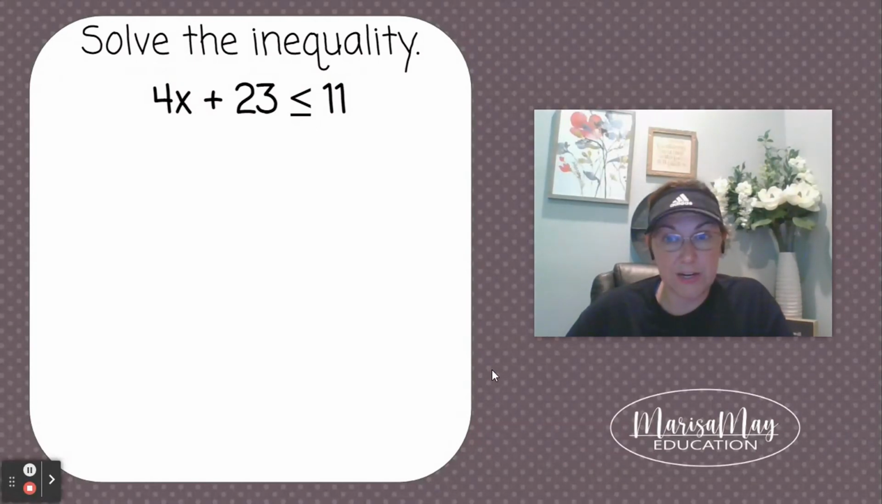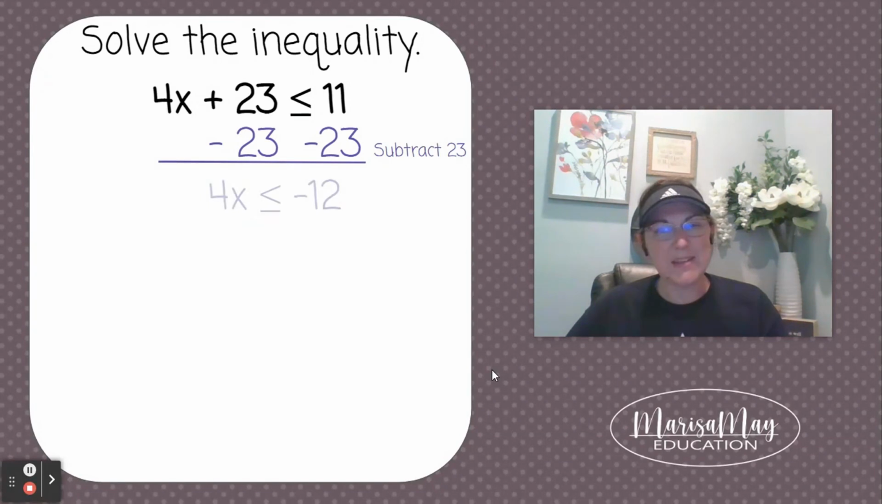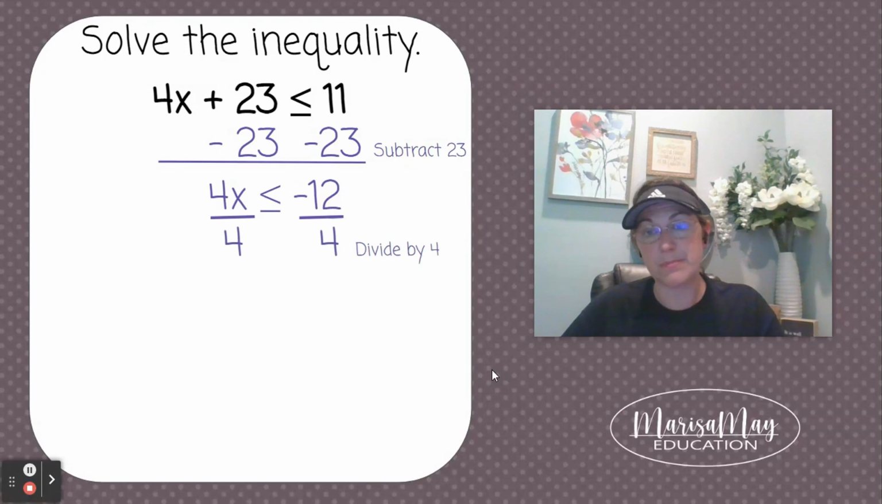What's happening to the variable? It's being multiplied by 4, being added by 23. So we're going to do the opposite of adding 23 first. So we're going to subtract 23 from both sides. Notice that's going to leave me with 4x is less than or equal to negative 12. Now we have to get rid of the multiplying by 4. And so we're going to do the opposite, which is going to be dividing by 4 on both sides. And that leaves me with x is less than or equal to negative 3.